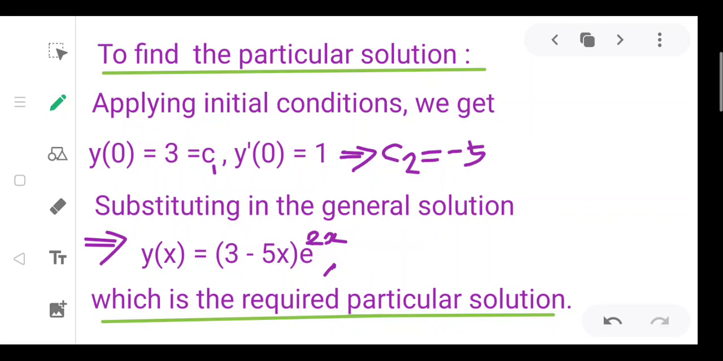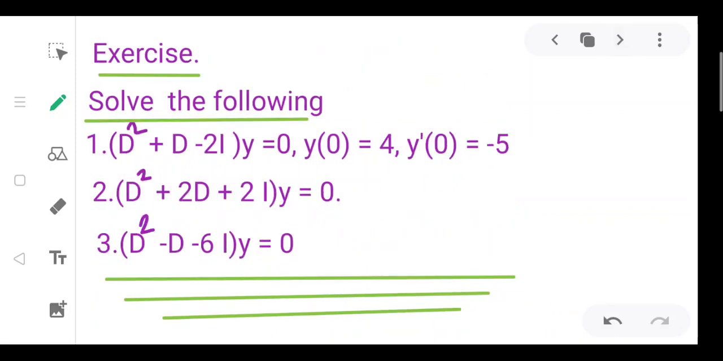I hope that you enjoyed this video. You practice similar problems. As an exercise, I have given 3 questions to solve. The first one is an initial value problem, and the second and third are homogeneous linear differential equations with constant coefficients. First, you have to find the auxiliary equation, basis, and general solution. For the first problem, you have to find the particular solution.